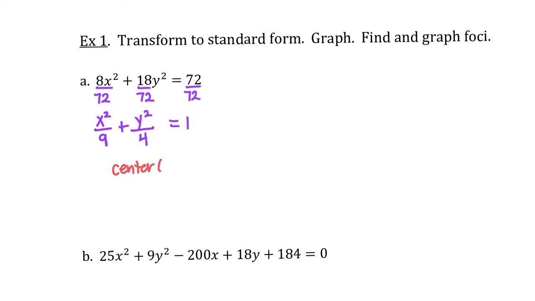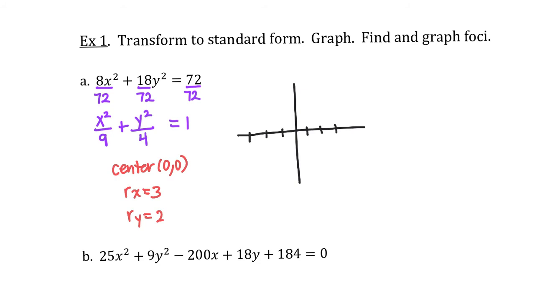From this, I can tell that the center will be 0, 0. The x radius will be the square root of 9, which is 3. And the y radius will be the square root of 4, which is 2. I'm going to sketch the graph, and then I'm going to add the foci to my graph. The center is at 0, 0, the x radius is 3, and the y radius is 2. So that's enough for a sketch. That's a sketch of my ellipse.